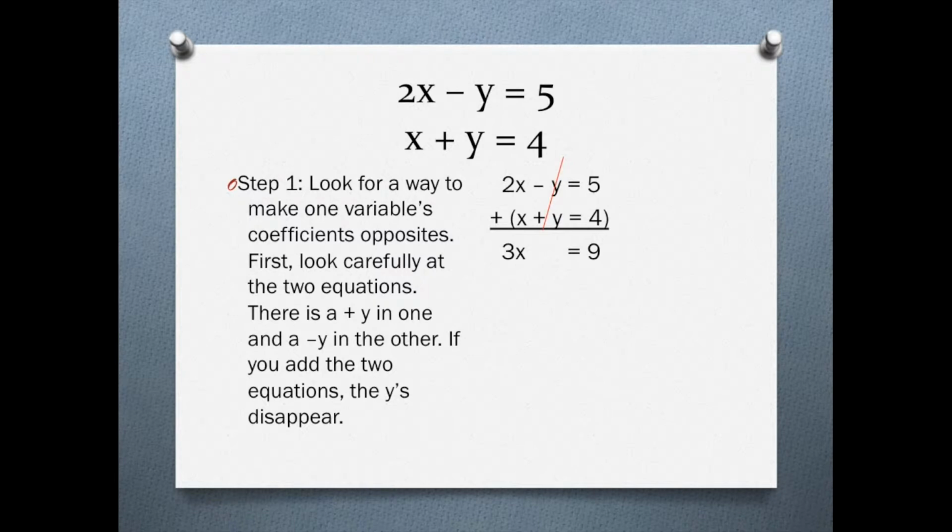When solving a system of equations by the elimination method, look for a way to make one variable's coefficients opposites. Take a careful look at the two equations. Notice that there is a plus y in one and a minus y in the other. If you add the two equations together, the y's disappear.